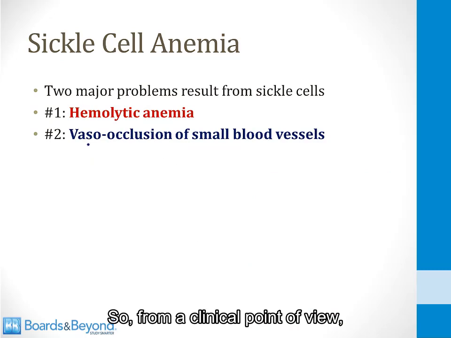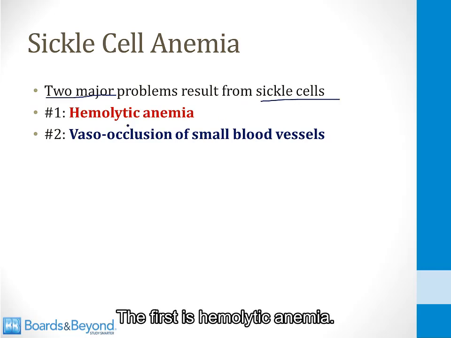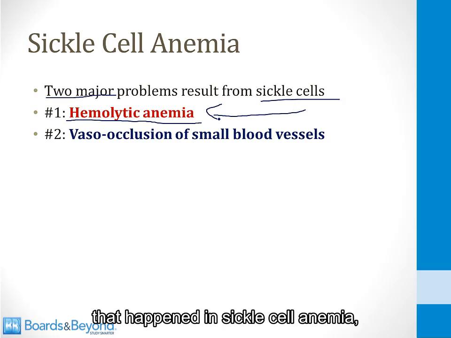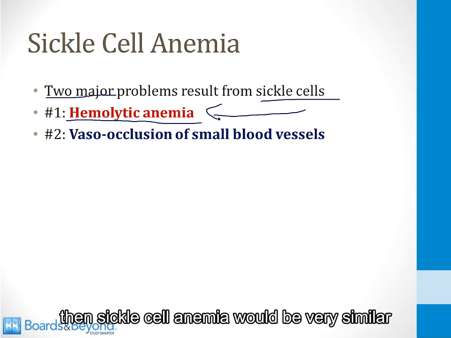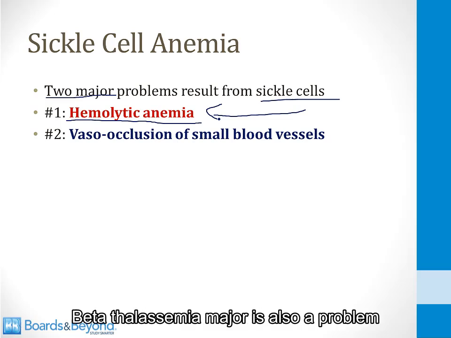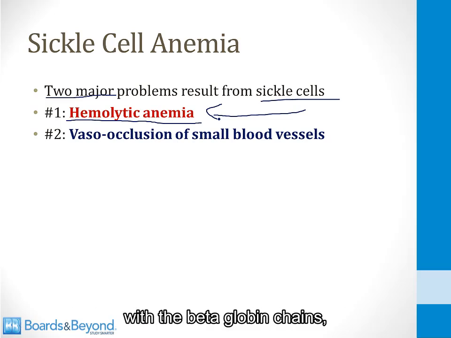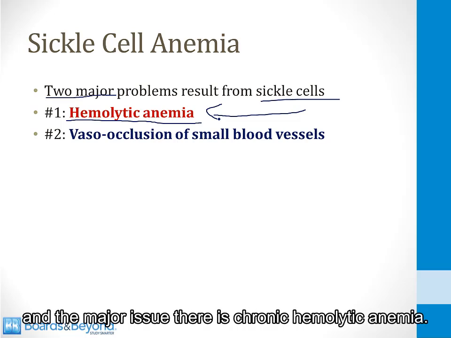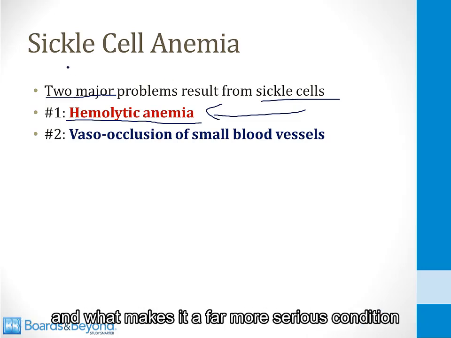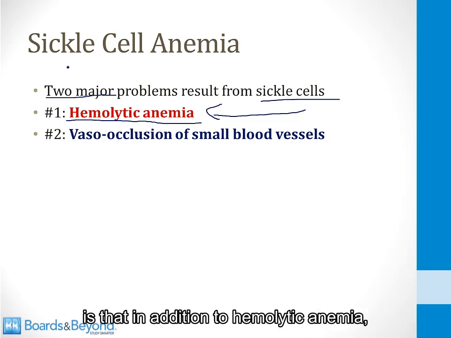So from a clinical point of view, there are two major problems that result from sickled red blood cells. The first is hemolytic anemia. And if hemolytic anemia was the only thing that happened in sickle cell anemia, then sickle cell anemia would be very similar to beta thalassemia major. Beta thalassemia major is also a problem with the beta globin chains, and the major issue there is chronic hemolytic anemia.